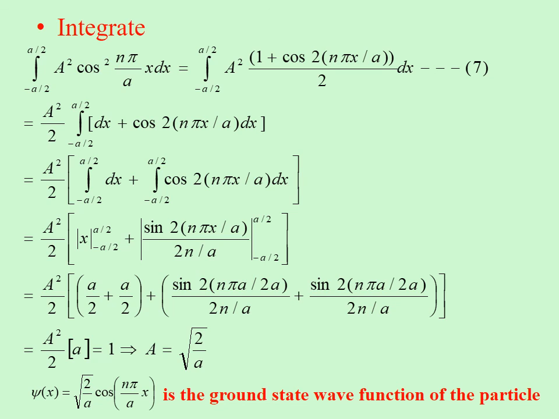So substitute this value, the wave function is psi of x is equal to square root of 2 by a cos n pi x by a, which is the ground state wave function of the particle.